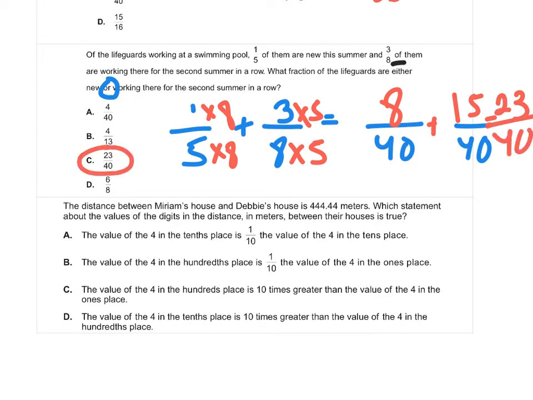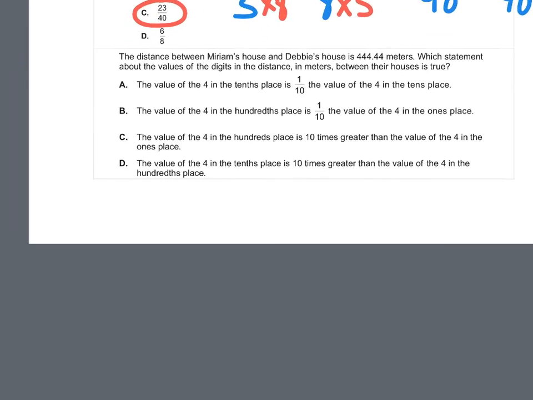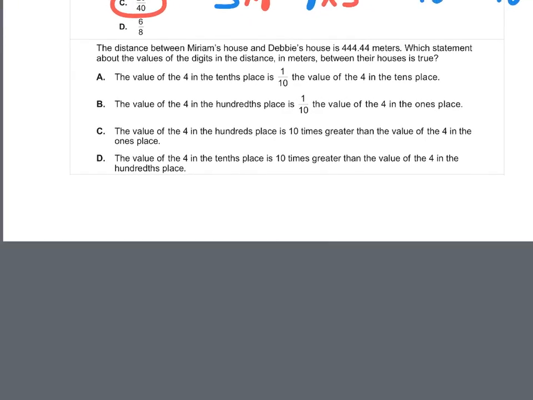Because it's either or. So they can either be working there for the second summer, or they could be new, so you want to add them up together. The next one, the distance between Miriam's house and Debbie's house is 444 and 4400 meters. Which statement about the values of the digits and the distance in meters between their houses is true?